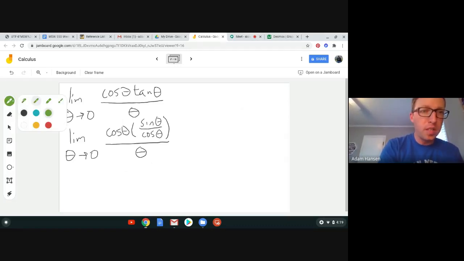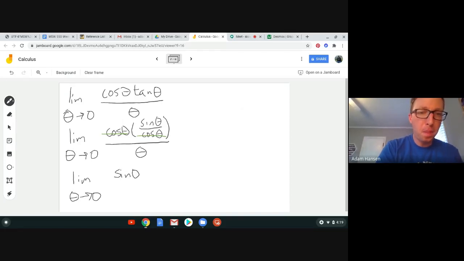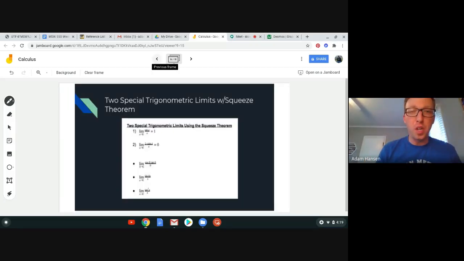And now we can start simplifying. That cancels with that. I'm left with the limit as theta goes to 0 of the sine of theta divided by theta, which, as we know from our work with the squeeze theorem a second ago, has to be equal to 1.